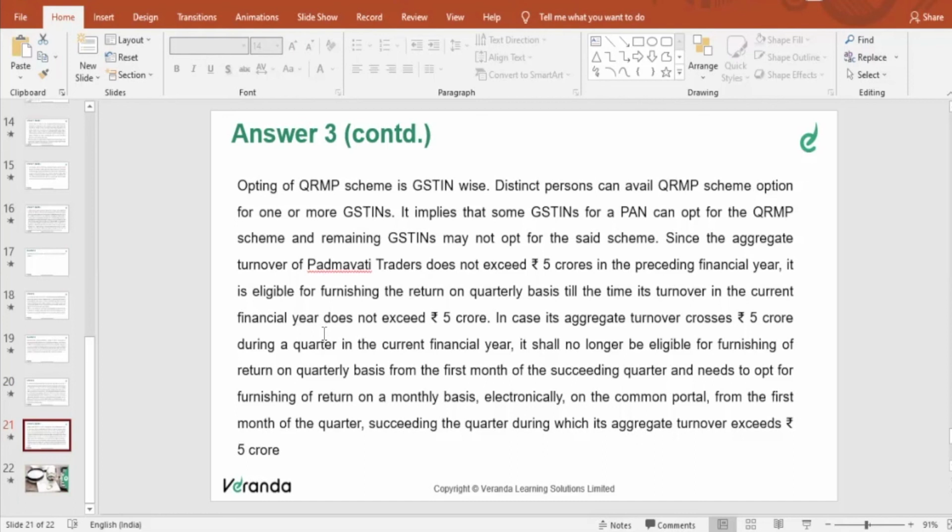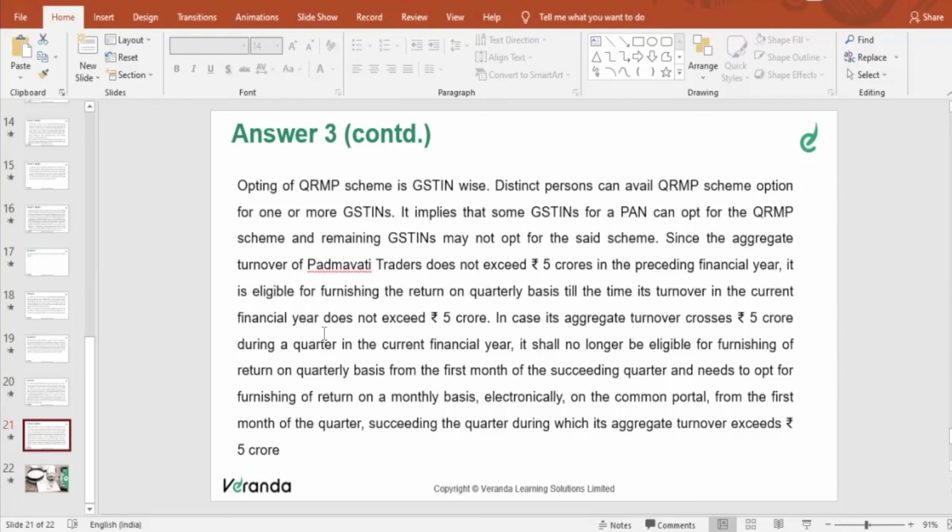Since the aggregate turnover, again Ravi pointing out here, since the aggregate turnover of Padmavati does not exceed 5 crore, it is eligible for furnishing the return on a quarterly basis till the time its turnover in the current financial year does not exceed 5 crore rupees. You may compare it with the last year, but in the current financial year also turnover should not exceed 5 crore rupees. The moment it crosses 5 crore rupees, suppose in the month of October, at that point of time I can't go back. But the moment the quarter is ending, from January, I'll have to go into the regular scheme.